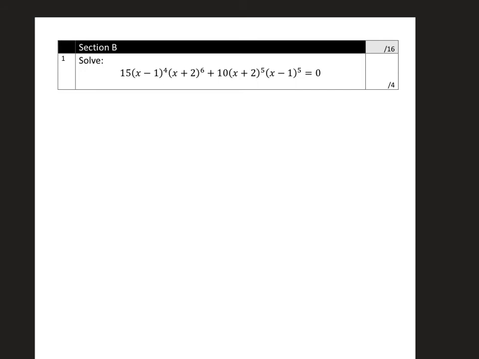Okay, section B. So we're going to solve that equation. To solve equations, we need to factorize. So I'm going to think of x minus 1 as A, and x plus 2 as B. If it helps, you can change it to letters. So I can think of it as 15 A^4 B^6 plus 10 B^5 A^5 equals 0. Yeah, this is what you can do if you're not confident with the brackets.